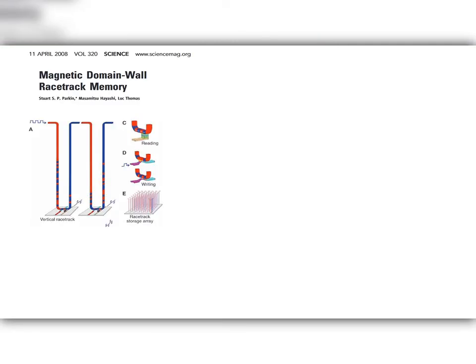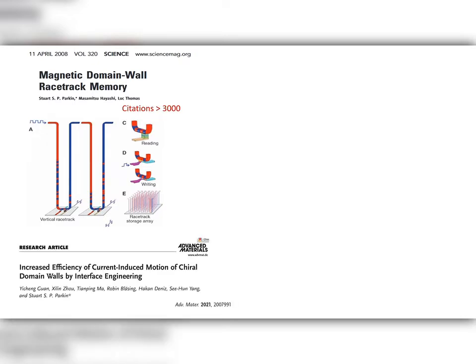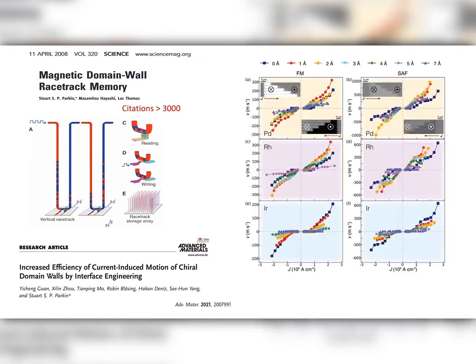Let's come to the next famous solution. This is the well-known magnetic domain wall racetrack memory, proposed about 13 years ago. What happened with this in the meanwhile? The citations are extremely high. The most recent article is here, where the results are shown.